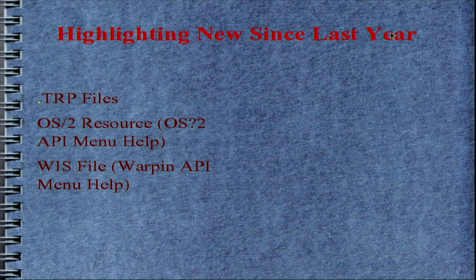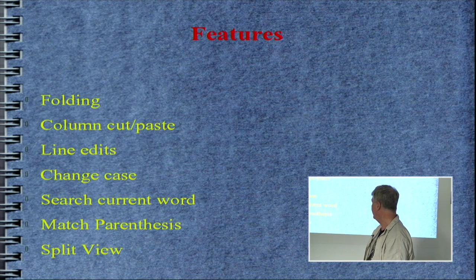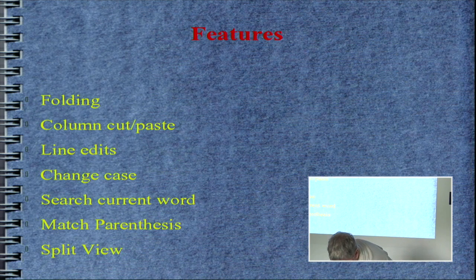Some new highlighting that I've added is for the .trap files, OS2 resource files, and the warp and WIS scripts. Features haven't changed much. You have folding, column cut and paste, pretty much the standard sorts of things you'd expect in a text editor.